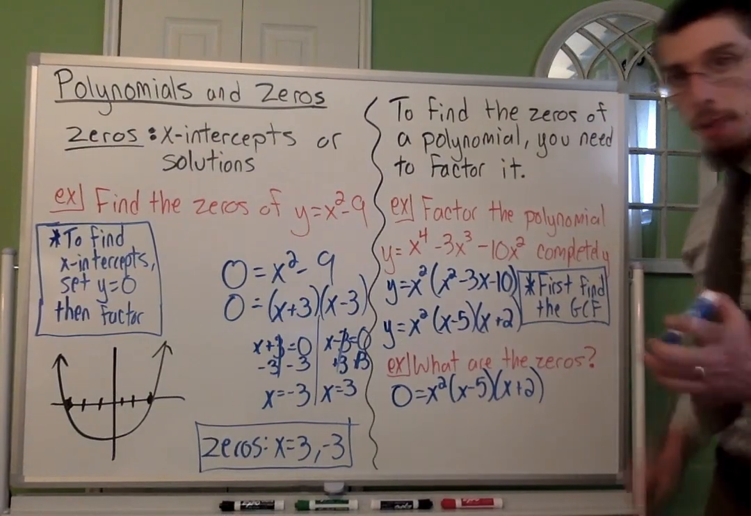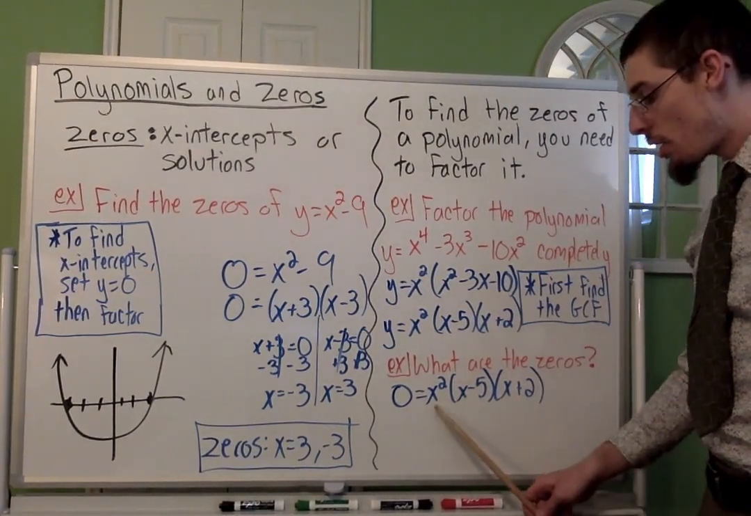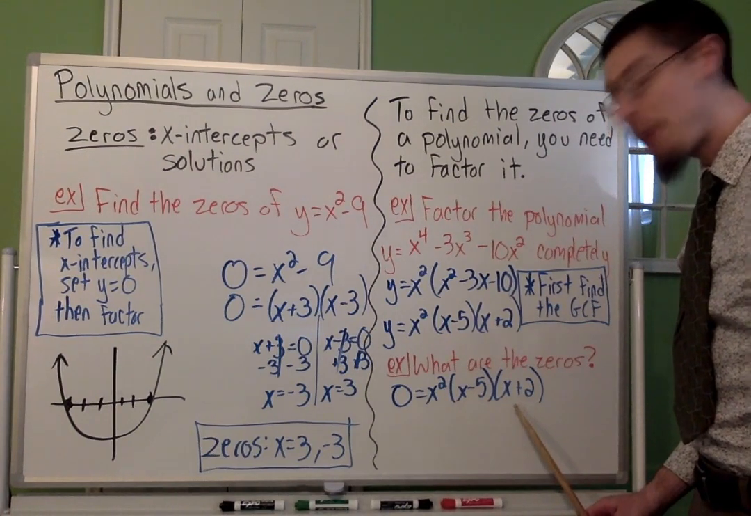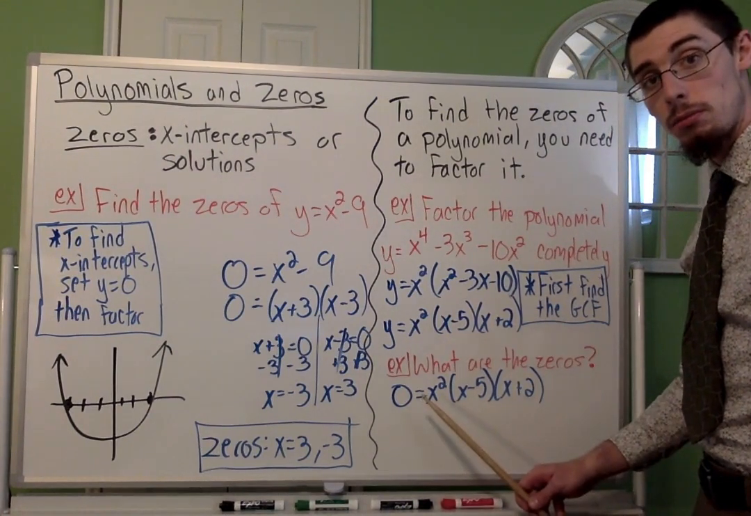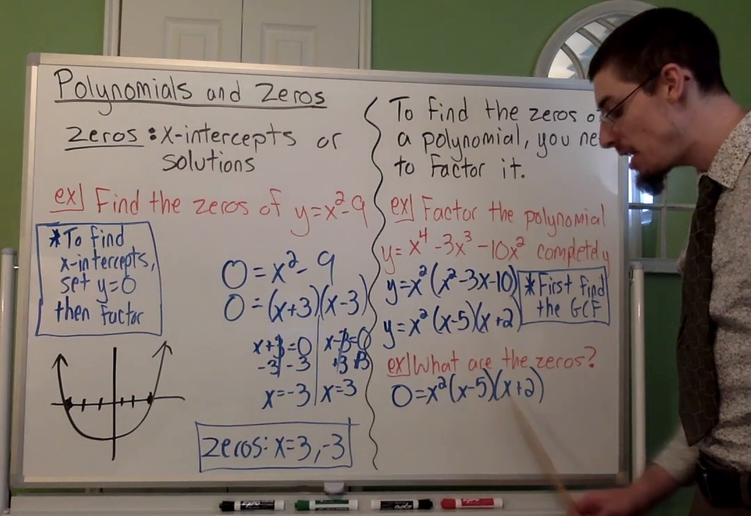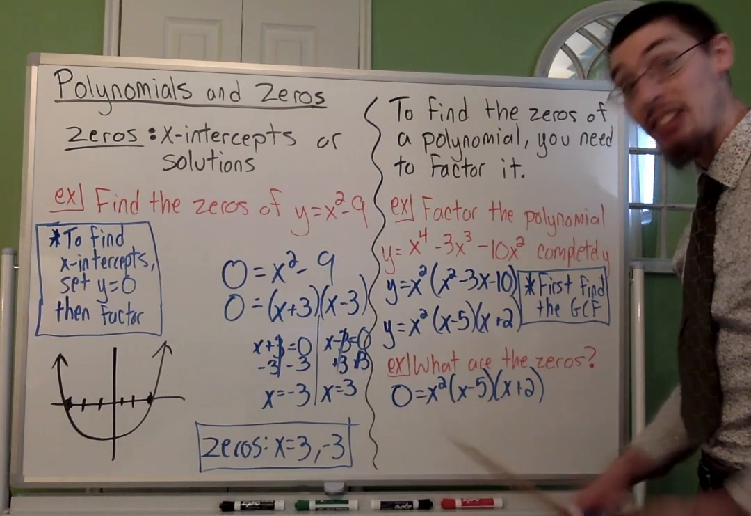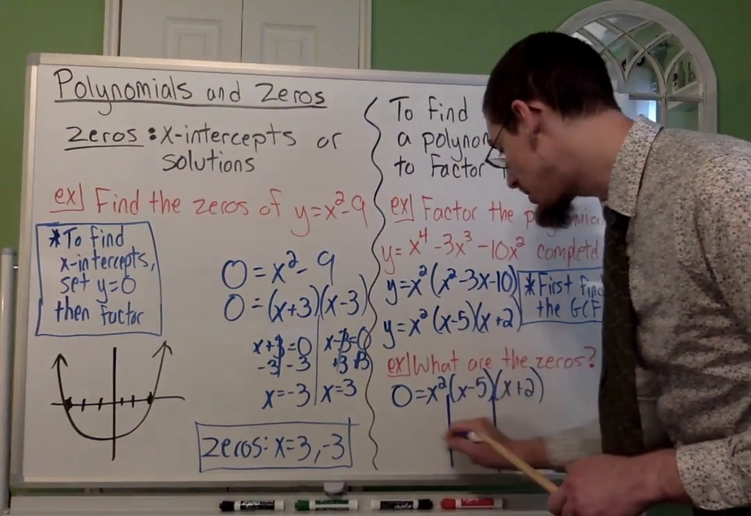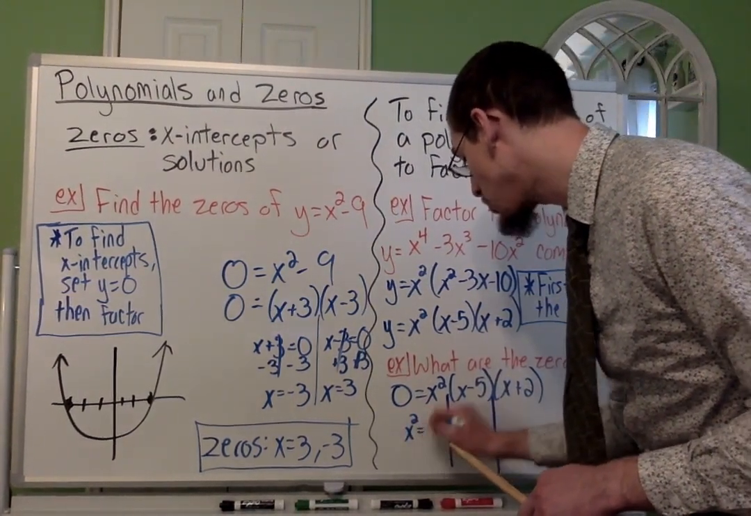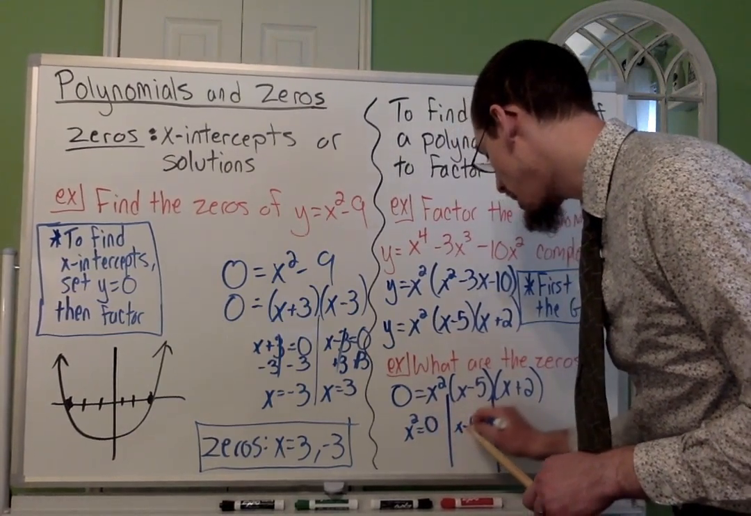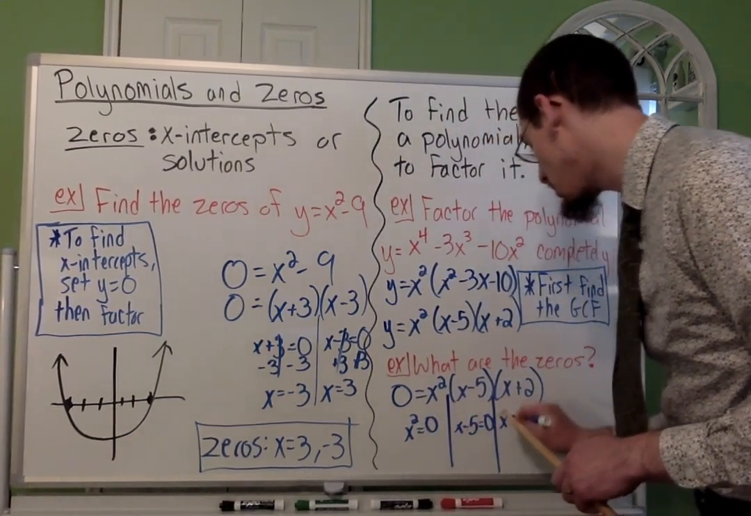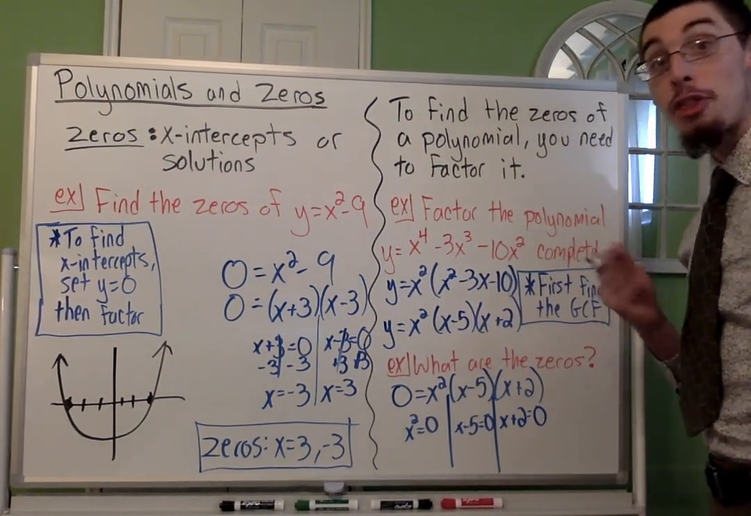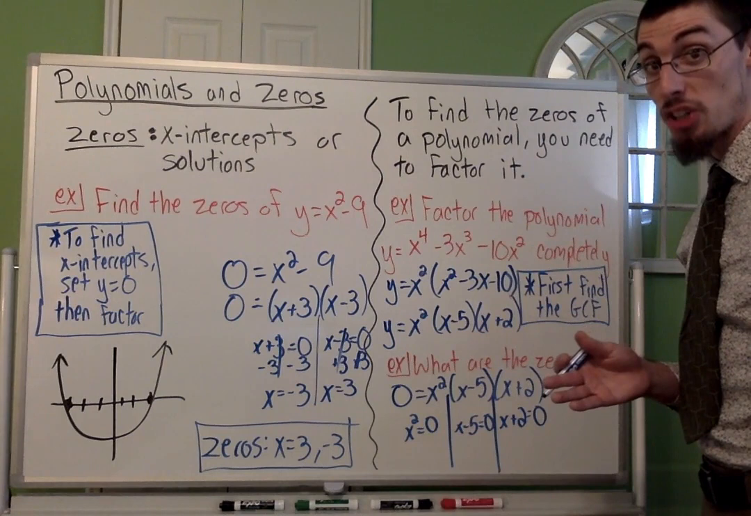Now again, think about what you're looking at. 3 things are being multiplied, and the result is 0. That means one of these 3 things has to equal 0. So what I have to do is set each one. X squared equals 0, x minus 5 equals 0, x plus 2 equals 0. So I get 3 very basic equations to solve.